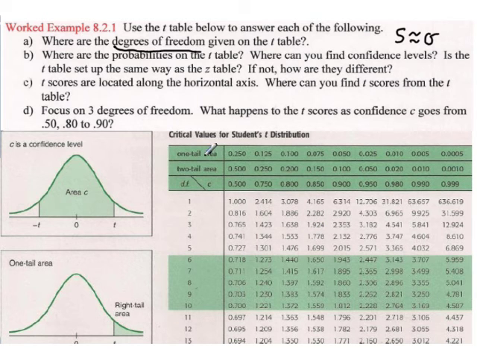So let's look at a specific instance. T-scores are located on the horizontal axis, such as when finding confidence intervals. Between negative t and t lies area C, say. Where can we find t-scores from the t-table? That would be on the interior of the table. So let's look at a specific instance, D. Focus on 3 degrees of freedom.